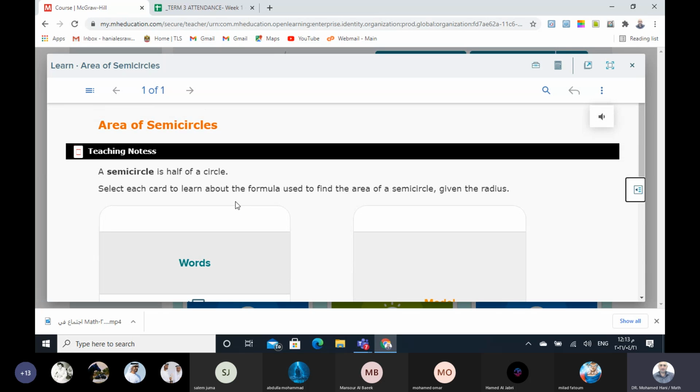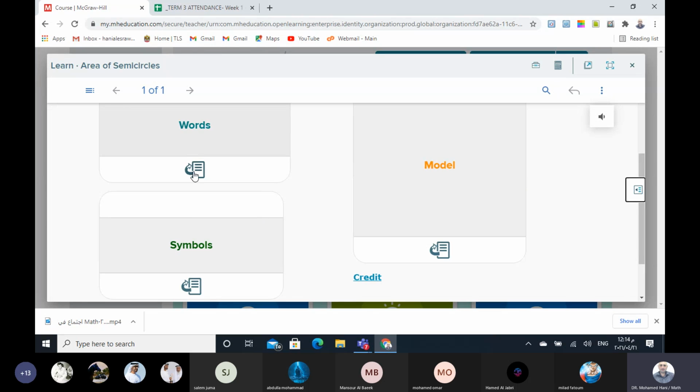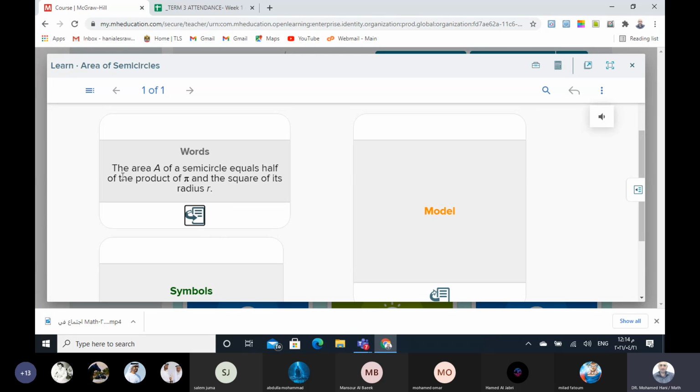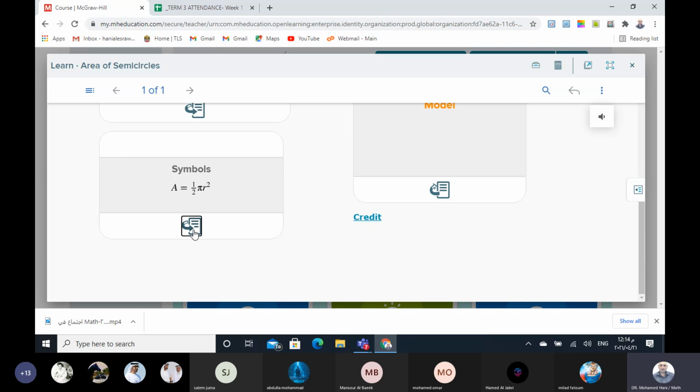What's the meaning of the semicircle? A semicircle is half of a circle. So the area A of a semicircle equals half of the product of pi and the square of its radius r. The formula is the same as the circle's, just add half. Area of the semicircle equals 1 over 2 times pi times r squared.